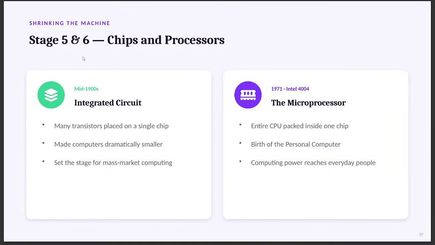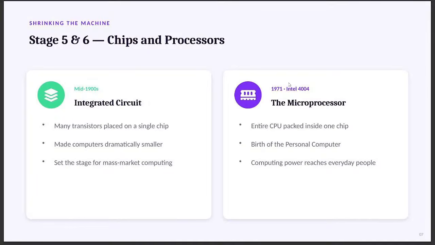Later on, after the transistor, scientists developed integrated circuits. Instead of using one transistor, they placed many transistors on one chip, called an integrated circuit. This made computers much smaller and much more powerful. Inspired by this, in 1971 the Intel 4004, which is the microprocessor, was invented. A microprocessor contains the entire CPU on one chip. That is the best invention of our latest technology that we are using as of now.